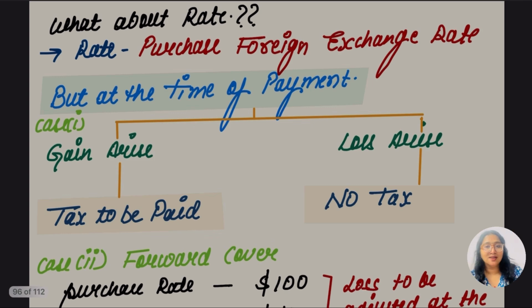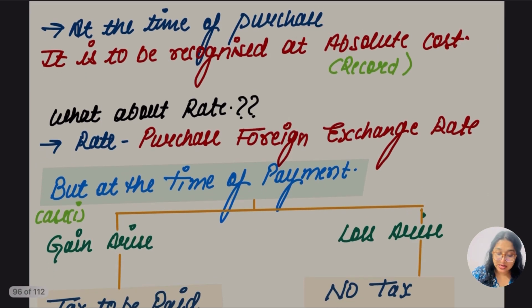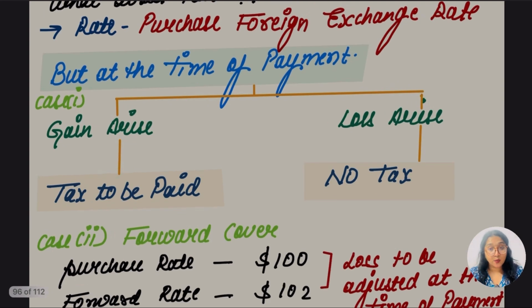Now I am going to give you some cases. First case: earlier at the time of purchase we recorded at the absolute cost in the records, to show the transaction has occurred. Now at the time of actual payment, as I told you, there are two cases: either gain is going to arise or loss is going to arise. When gain arises, the SSC has to pay the tax.